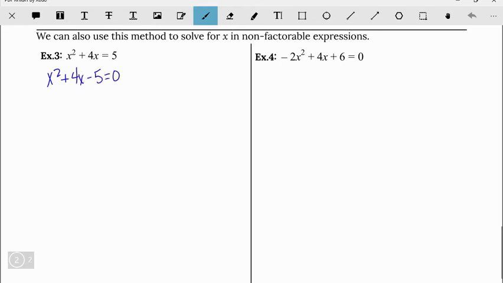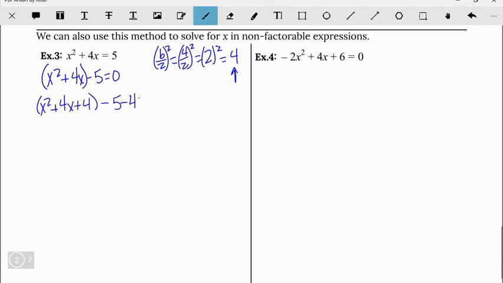We don't have to worry about dividing out that a value, so we can jump right into figuring out our b over 2 squared. Our b value is 4, and 4 divided by 2 is 2. 2 squared equals 4. So this 4, again, that's what we want to add and subtract to balance out this expression. So I'm going to add that inside the parentheses and subtract it outside the parentheses. So keep in mind this positive 2 in here.